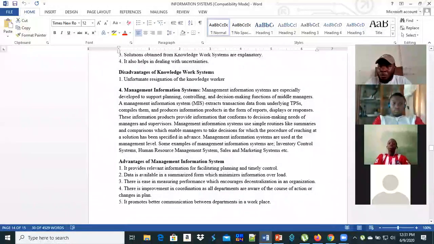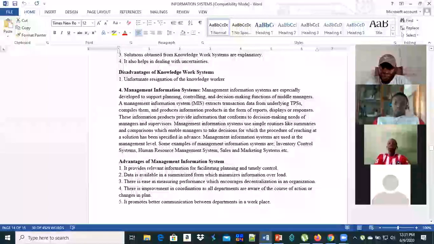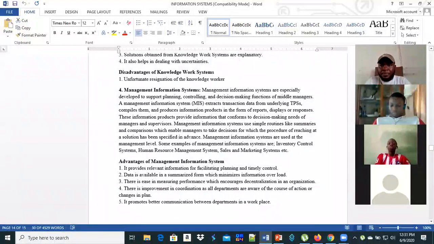These people are the operational users. They are the users at the operational level, the very basics of the organization. They are the ones there.